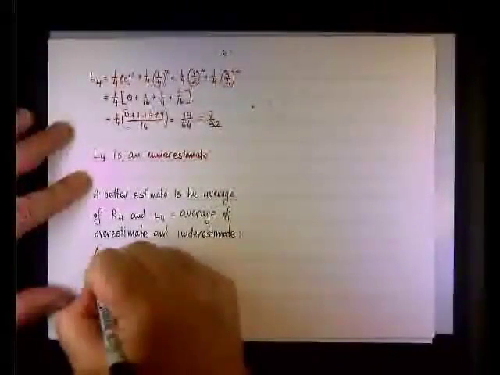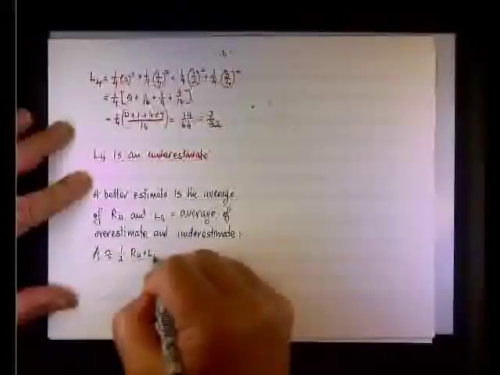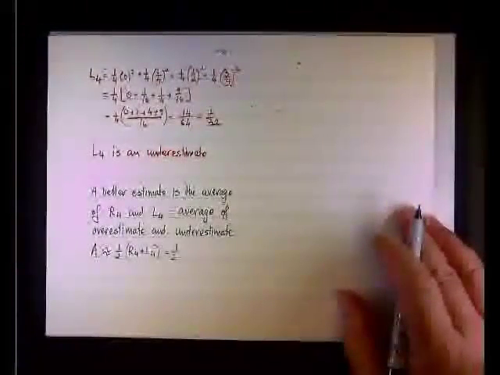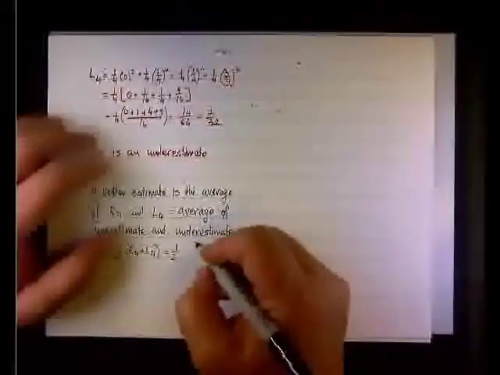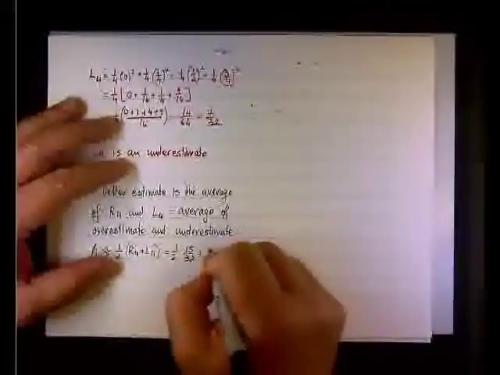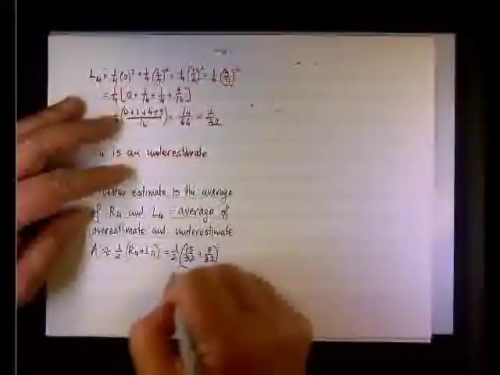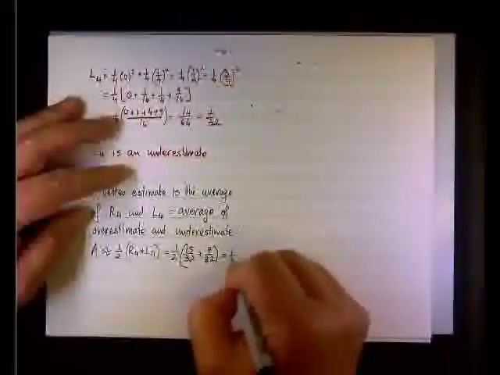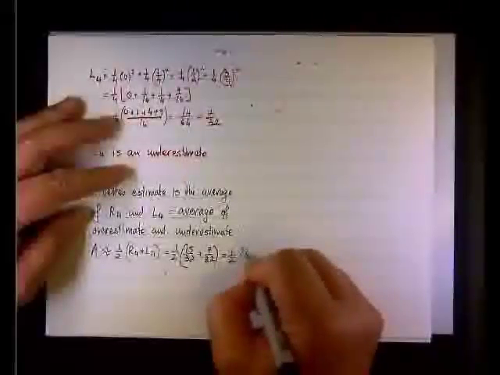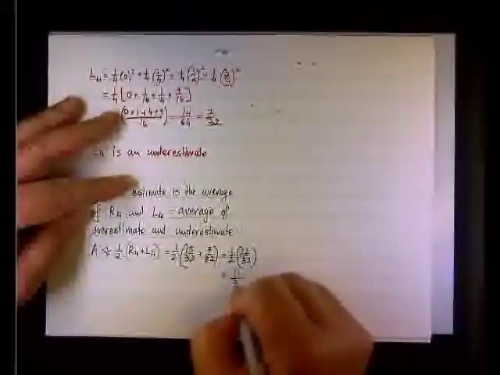So let's see. So we can say that the area is approximated as the average, 1/2 of R4 plus L4, or in this case it would be 1/2. Remember, the previous result was 30 over 64, 15 over 32, right? And now we have 7 over 32. So we're looking at 1/2 times 22 over 32. Or we're looking at 11 over 32.